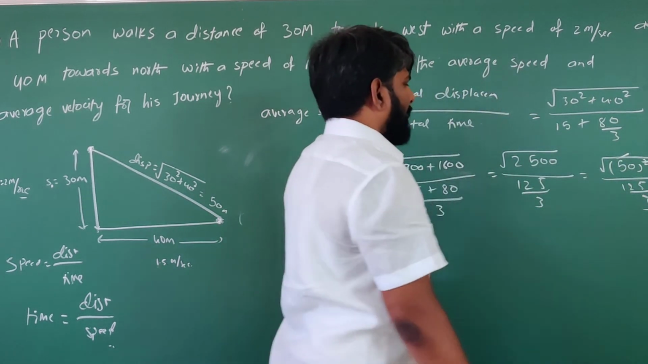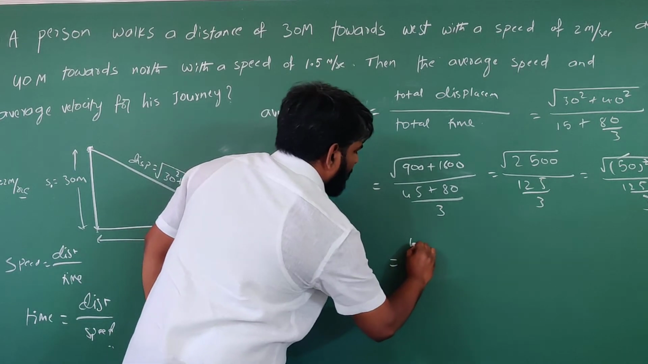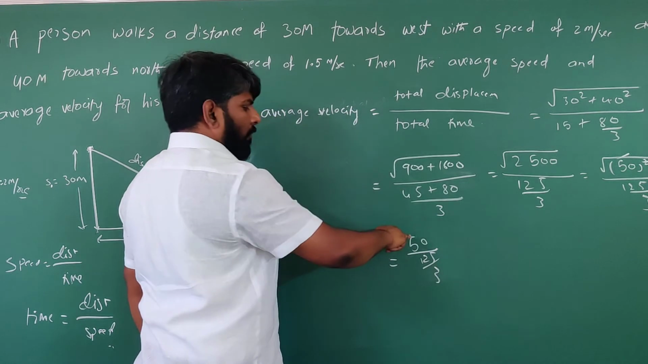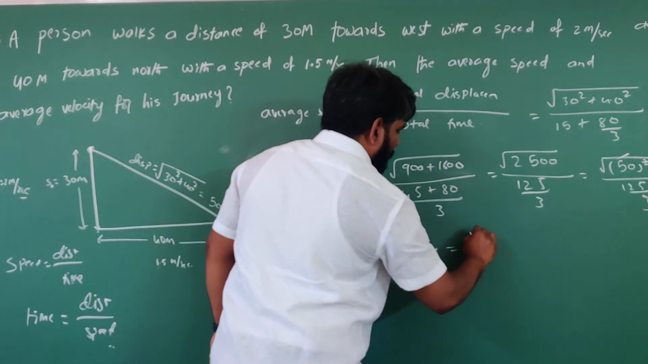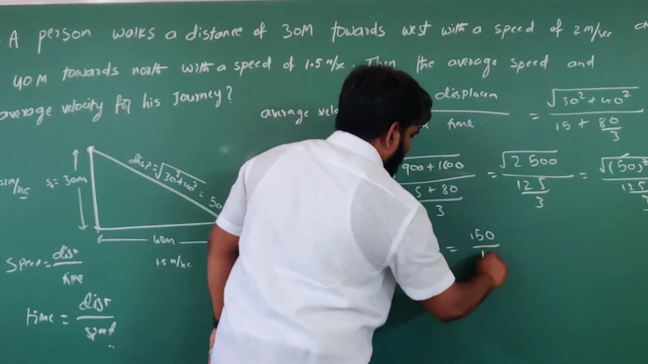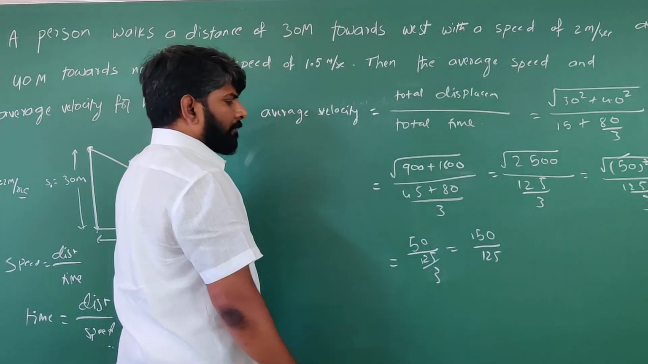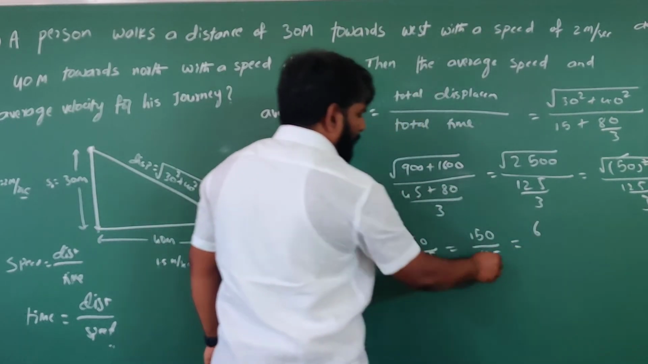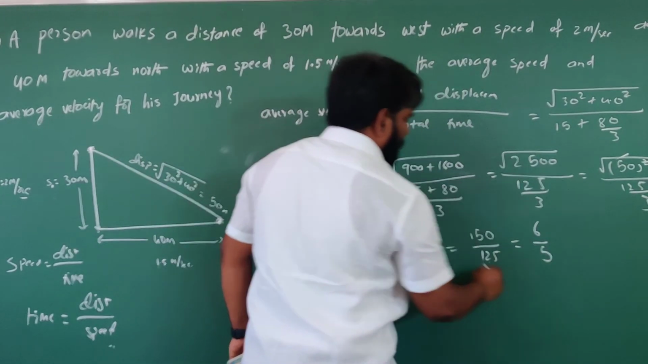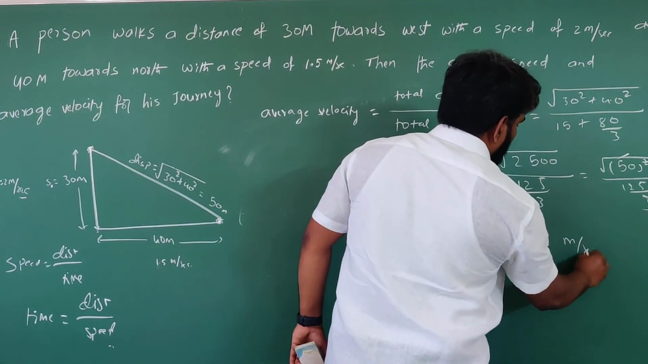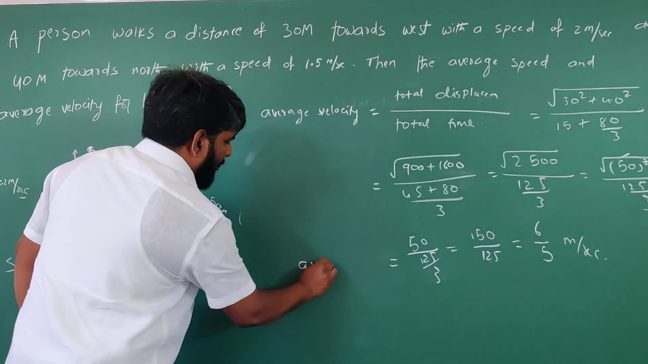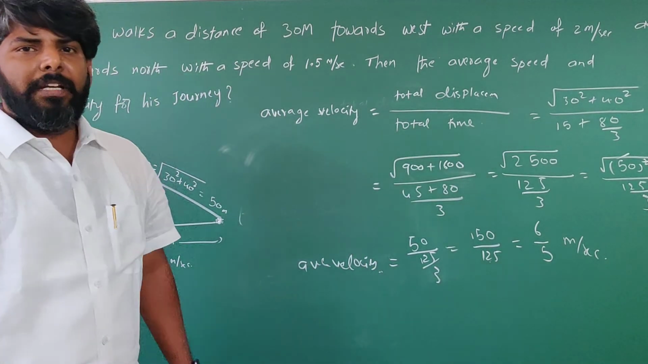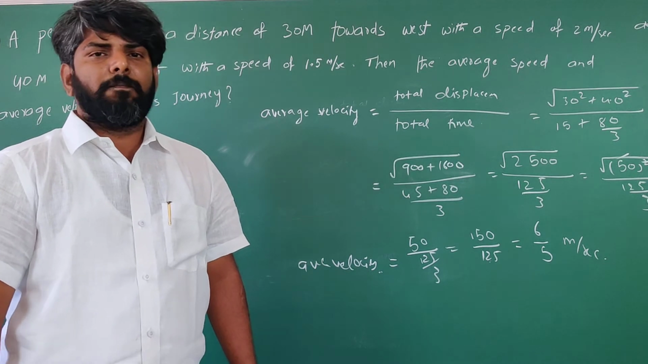Square root cancels. What is remaining then? 50 by 125 by 3. 3 goes up, then it becomes 3 into 50, 150 by 125. Okay, so now observe here. 25 how many times? 6 times. 25 how many times? 5 times. So 6 by 5 meters per second. So this is the average velocity. That's it. Average speed and average velocity.